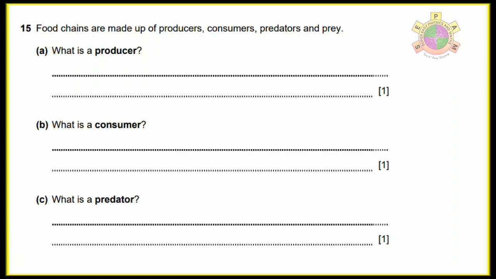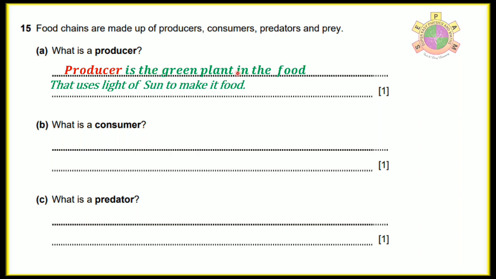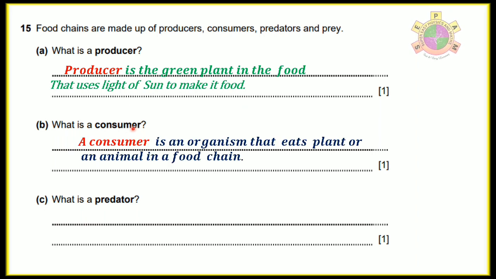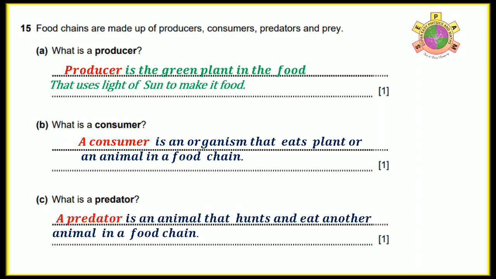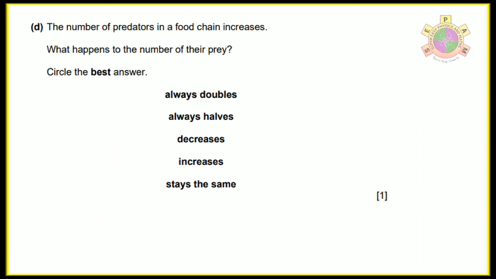Question 15. Food chains. Food chains are made up of producer, consumer, predator, and prey. What are producers? A producer is a green plant in the food chain that uses light of the sun to make its food. What are consumers? A consumer is an organism that eats a plant or an animal in a food chain. What's a predator? A predator is an animal that hunts and eats another animal in the food chain. The number of predators in the food chain increases. What will happen to the number of their prey? Decreases.